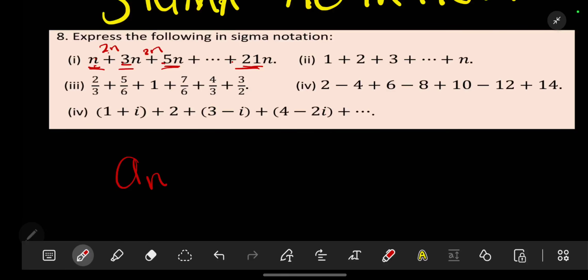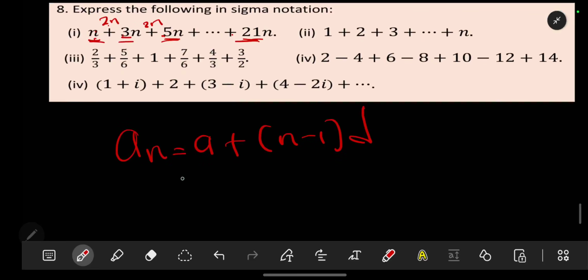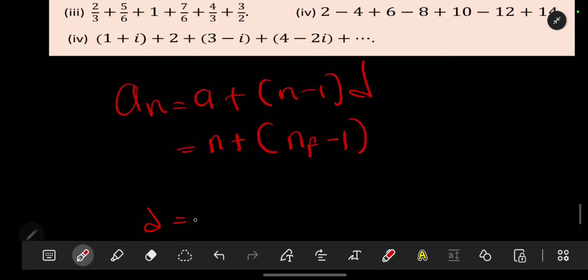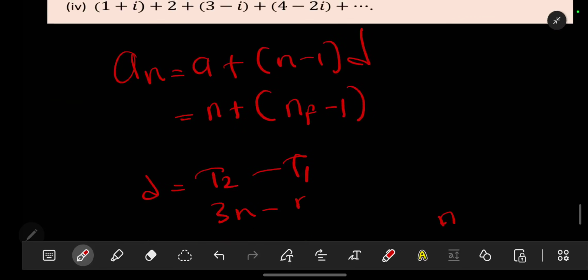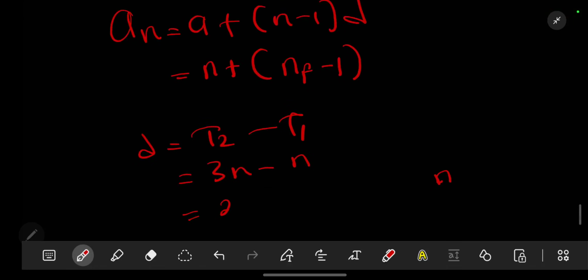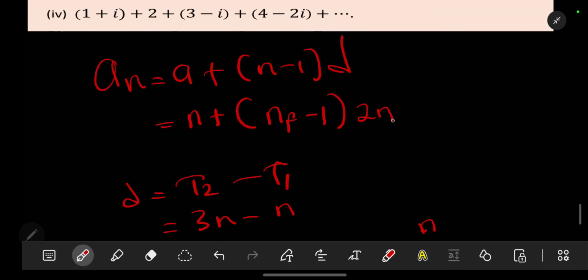Since this is an AP, a_n should be equal to a plus (n minus 1) times d. So what is our a? The first term according to this is n. Now differentiate this n: we are going to say the number of terms, n final, so we have minus 1 times. How do we find our d? The common difference is found by subtracting term number 2 minus term number 1. Term number 2 is 3n, so 3n minus n gives us 2n. So we put our 2n here.